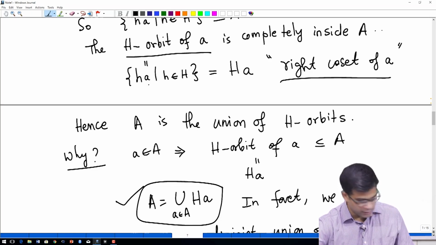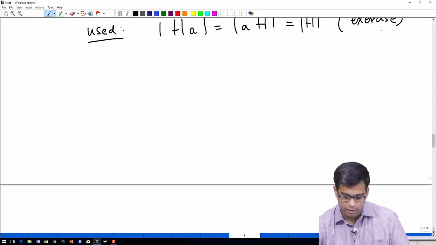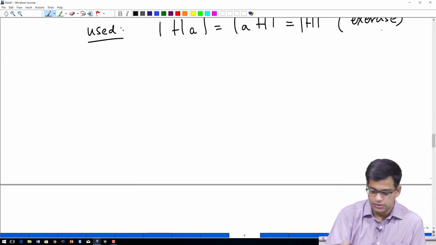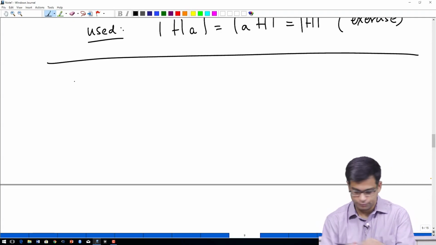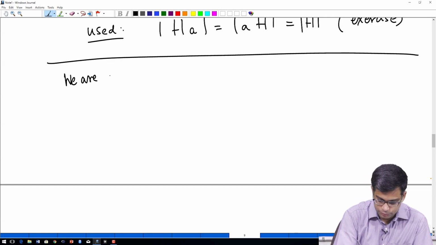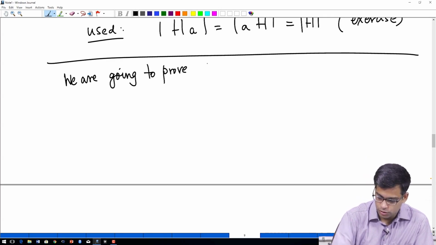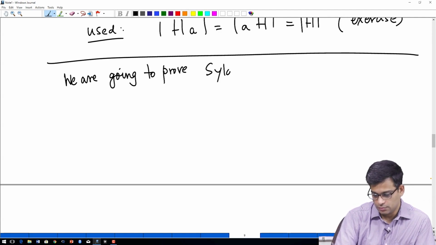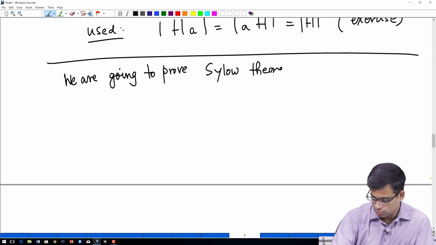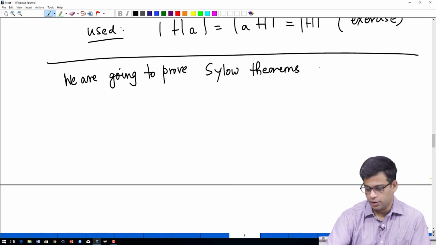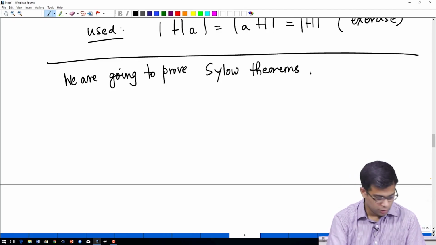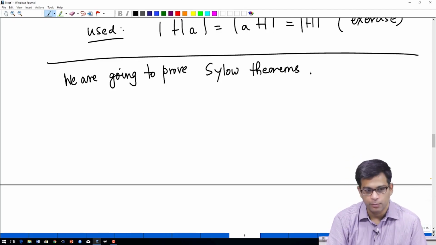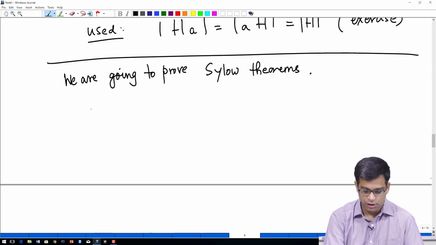So now let us go ahead and start our discussion of Sylow theorem. So now our goal is to study, so we are going to prove Sylow theorems. Okay, there are 3 Sylow theorems. I am going to state them and prove them one by one, but they all have to do with the following setup.